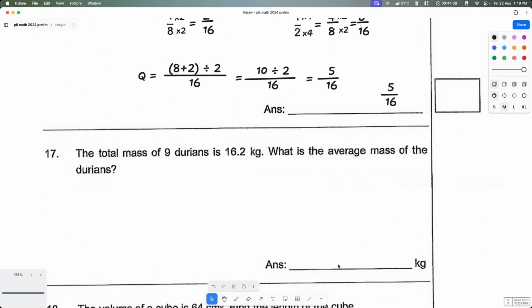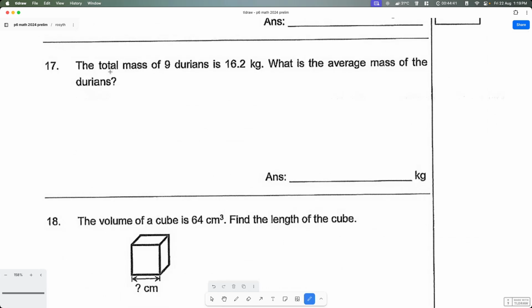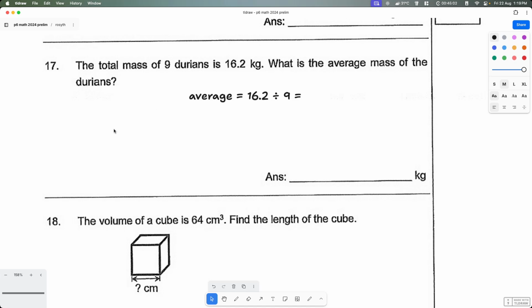Okay, question number 17. The total mass of 9 durians is 6.2 kilograms. Right, what is the average mass of the durians? Oops. So for this, you can get the average. Right, so average is equal to 16.2 divided by 9. Okay, so let's do our workings.